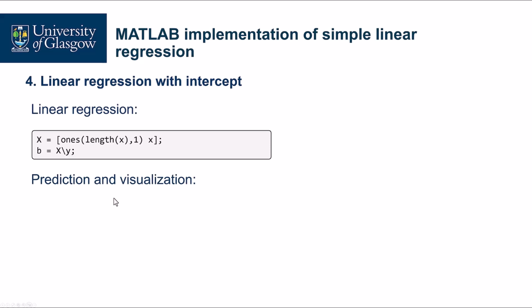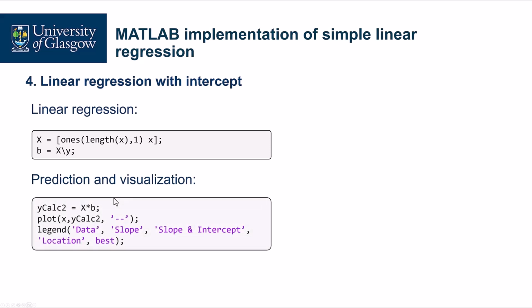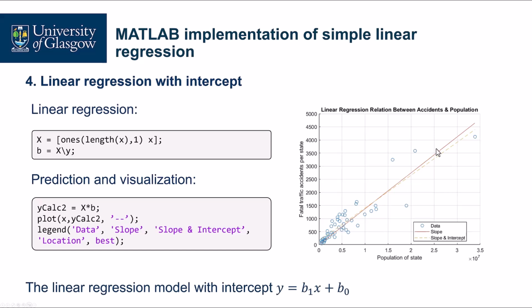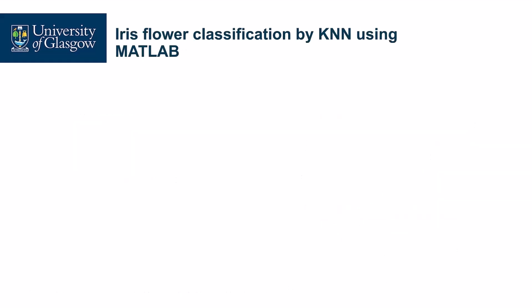So we can see the prediction and visualization. We can calculate Y2 as X multiply B, then we can compare with the previous one, as we can see here. This one is the old one, without intercept, and this is the new one, with intercept. So this is a linear regression model considering the intercept. The next one is KNN.